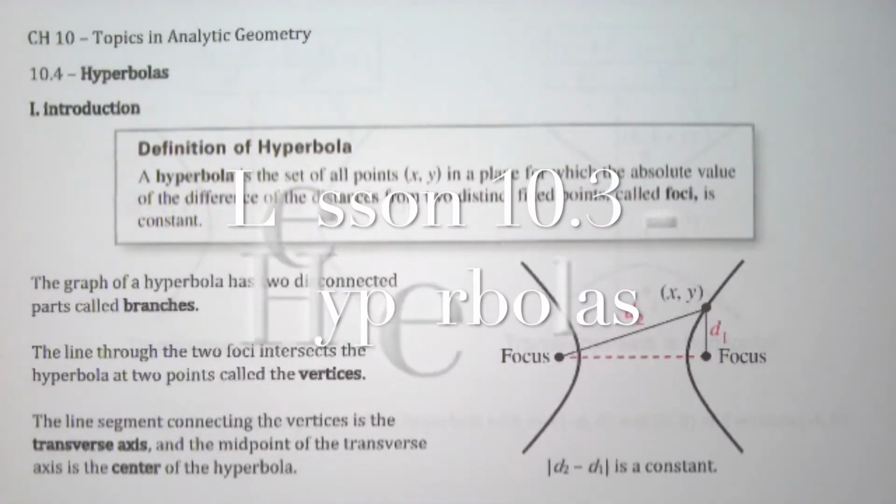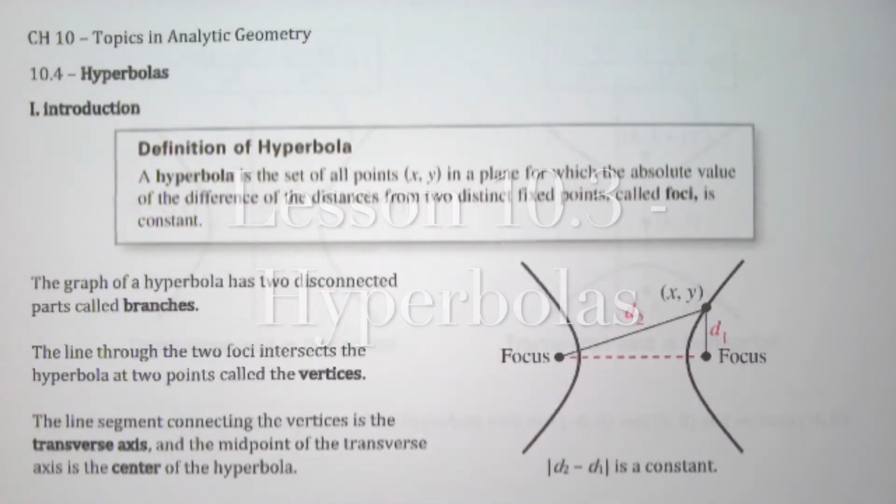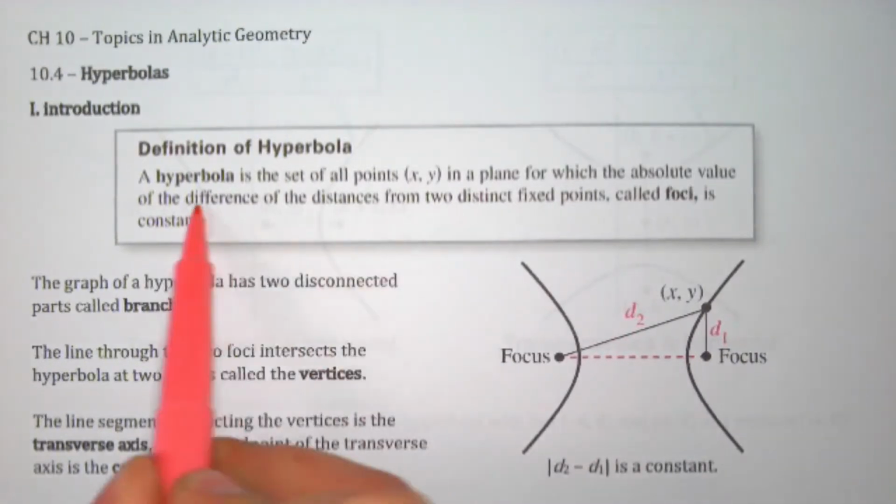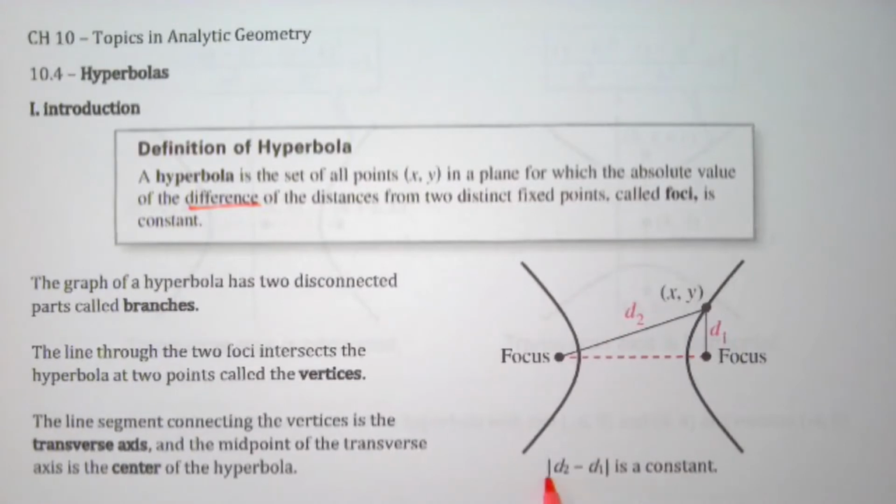Welcome to our lesson 10.4 on hyperbolas, which are another study of conics like we did in 10.3 and have a really similar definition, just slightly different than that of an ellipse. So a hyperbola is a set of all points in a plane in which the absolute value of the difference, so here you can see right here, the difference is constant.